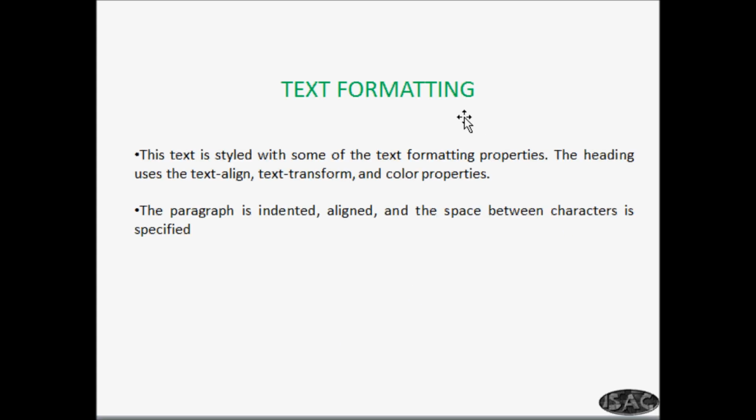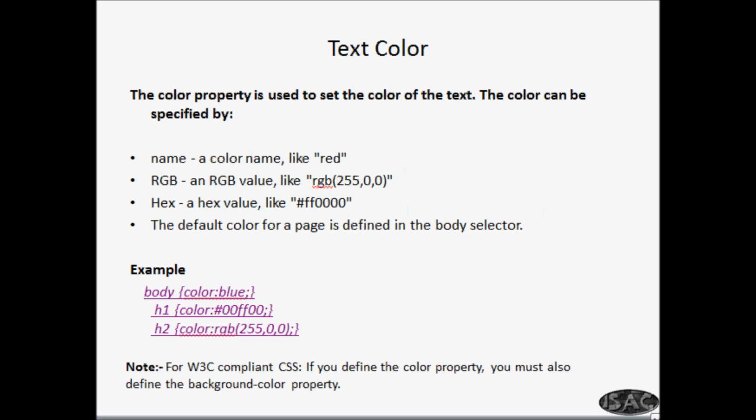So text formatting: this text is styled with some of the text formatting properties. The heading uses the text align, text transform and color properties. The paragraph is indented, aligned, and the space between characters is specified, right? So let us have a look at the text color.